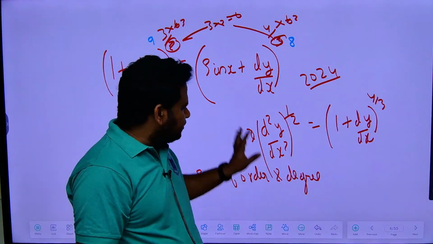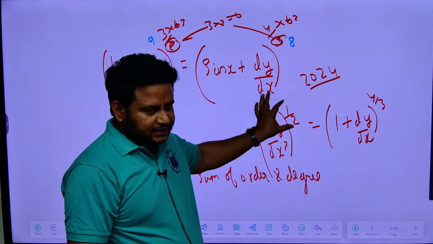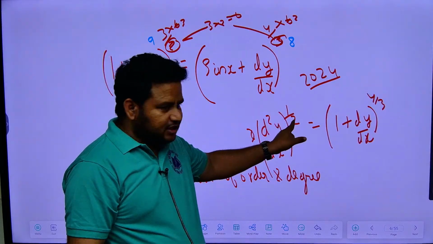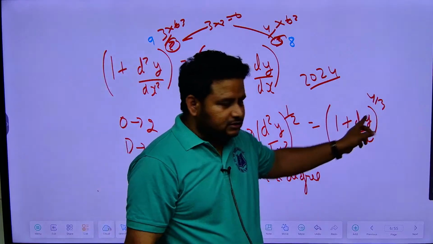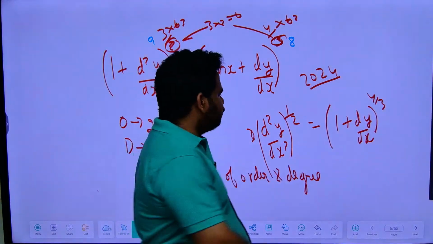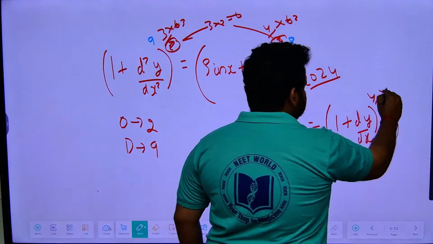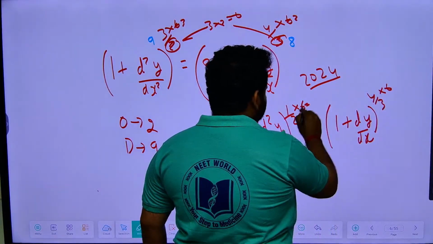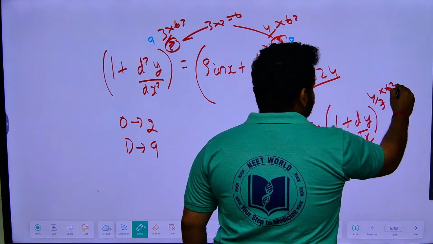But before that you have to convert this to natural numbers. Here the denominator is 2, here it is 3, so the LCM is 6. You multiply this with 6 and you multiply this with 6. What you will get finally is 3, 2, and 8.